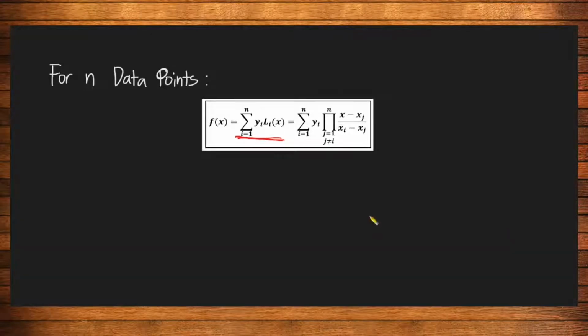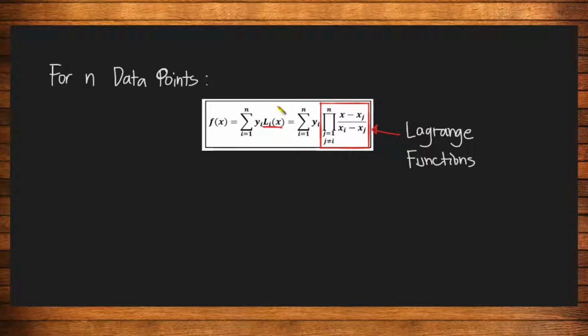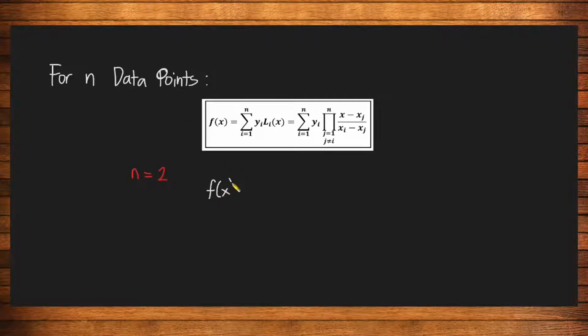Now, our L sub I of x is actually equal to this product function. Now, this product function is actually called the Lagrange function. So, medyo similar lang siya doon sa summation na notation natin. Pero in this case, instead of adding our terms, imumultiply natin sila. Okay? So, for example, we have 2 data points. So, yung value ng n natin dito will be equal to 2.